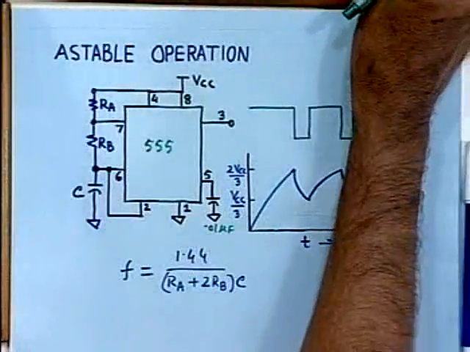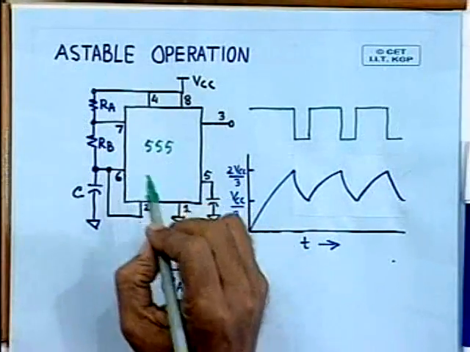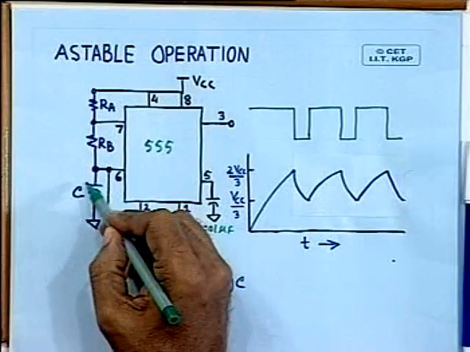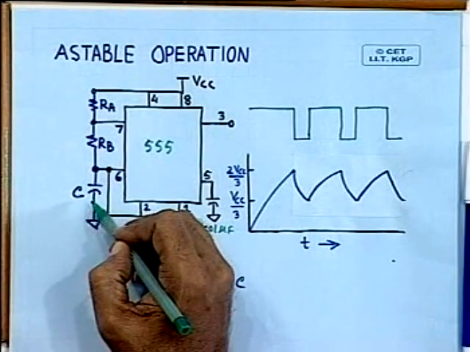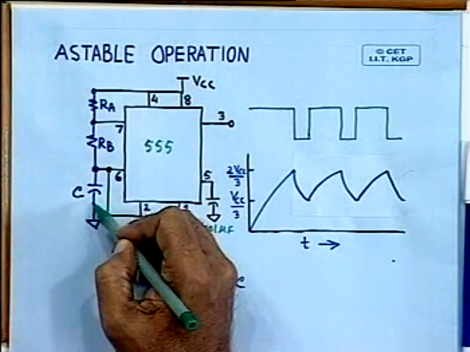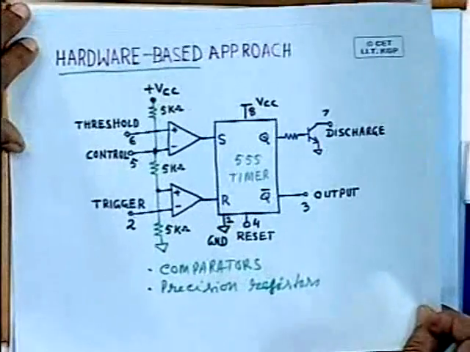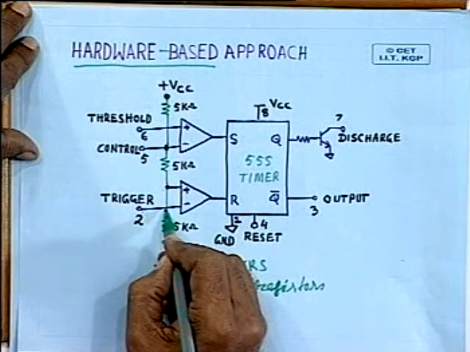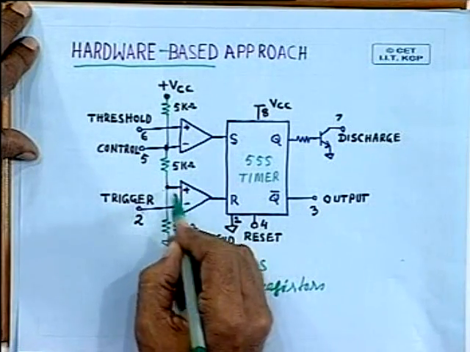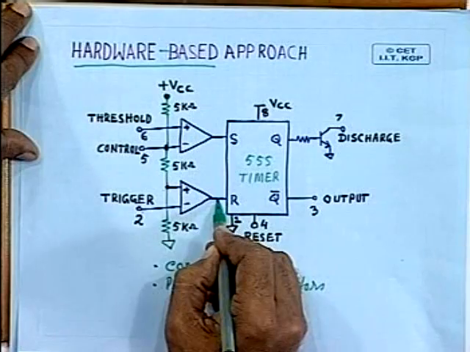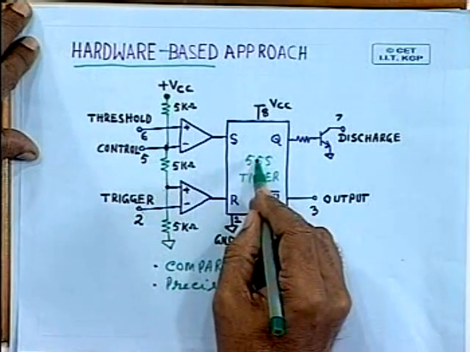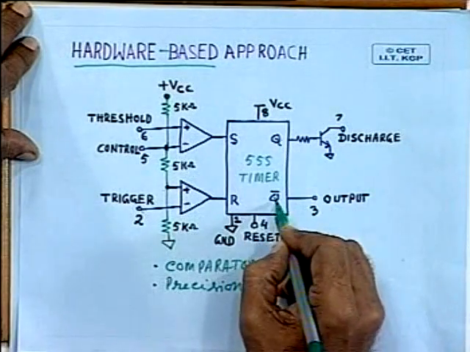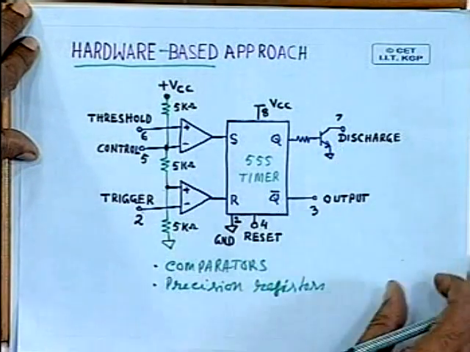Let's see how it operates. Initially, when the power is turned on, this capacitor is in a discharged condition. Since this value is 0, and the capacitor input is available here, and this voltage is higher, obviously this output will be 1, and this will reset this flip flop. Reset means this will be 0, this will be 1. So this transistor is off.